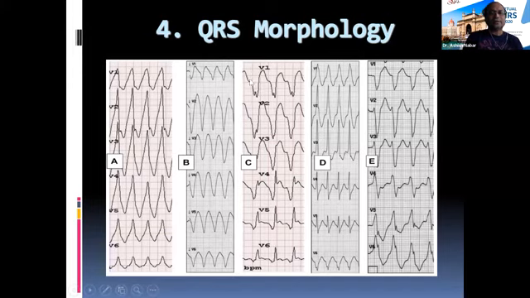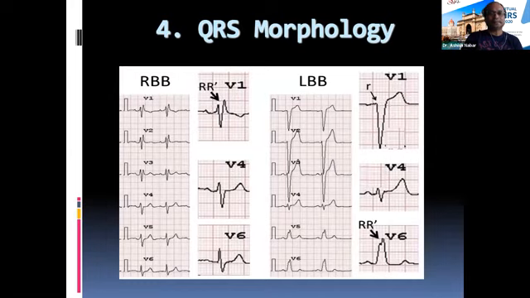For example, this is a left bundle branch block pattern, but look what you have in V4, V5, V6. You have a QR pattern. Your typical left bundle branch block never has this pattern. Look at this one. Here you may see it's a right bundle branch block pattern, but you never have a QS in V6 in a right bundle branch block. So if the QRS morphology is not typical for a bundle branch block pattern, then it tells you that it is very likely to be a VT.